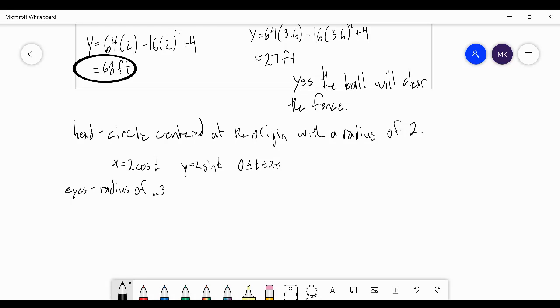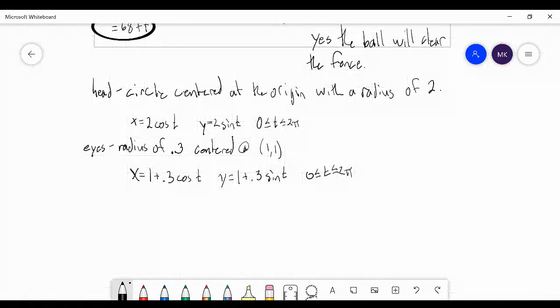And so what I'm going to do is have this circle centered at the point 1, 1. And so to do that, our x is going to be 1 plus 0.3 cosine t. And our y is going to be 1 plus 0.3 sine t. Again, 0 less than or equal to t less than or equal to 2 pi. And so this right here gives me the right eye.